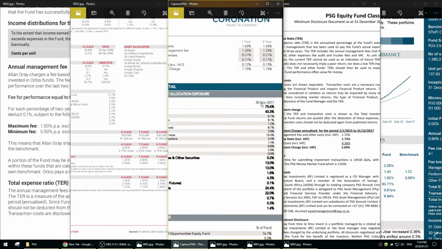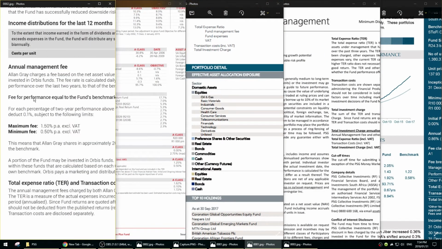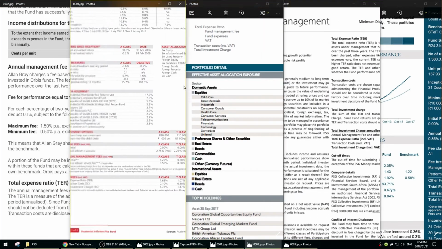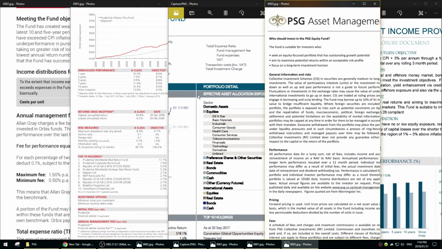Compare these on all kinds of factors: standard deviation, total expense ratio, volatility, you name it. That's the reason for fund fact sheets, so you can compare them.